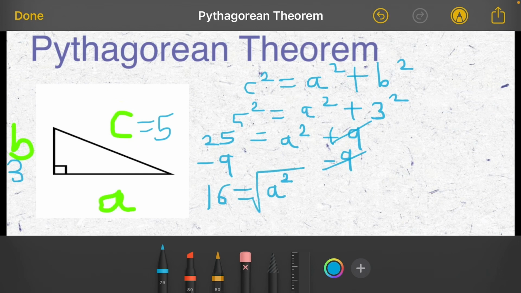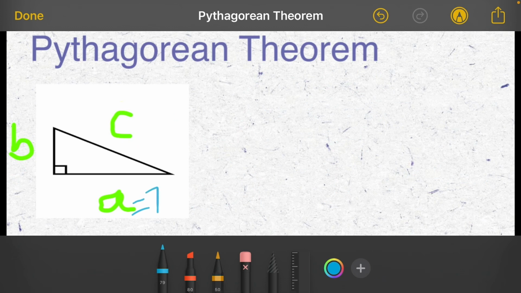How can we get the value for a? We should take the square root of both sides. So this one will cancel this one out. Now we're left with a equals the square root of 16. What is the square root of 16? It is 4. So the value for a is 4 centimeters.